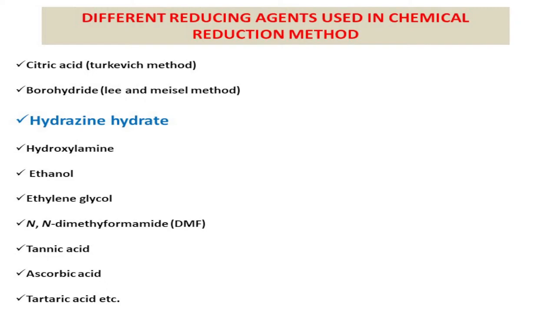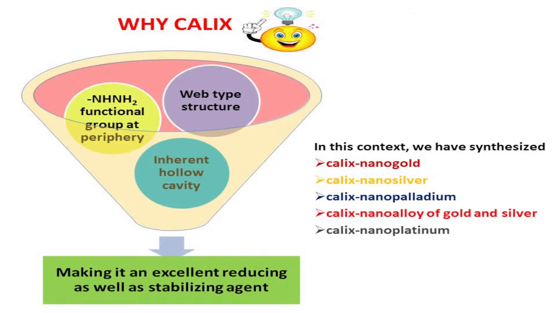Now, why calyx? When we functionalize the periphery of our calyx platforms with hydrazine, it has a web type of structure. It has an inherent hollow cavity, and a reducing agent in large number, maybe 2, 4, 8 in number at the periphery. So the reducing agent acts as a reducing agent, and then this inherent hollow cavity and web type of structure help to preserve its nanoform. It acts as a capping agent. So we do not need the reducing agent as well as the capping agent separately. This calyx platform serves as a reducing agent as well as a capping agent to provide sufficient stability for the nanoparticles.